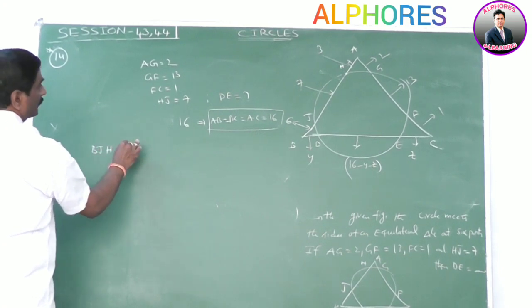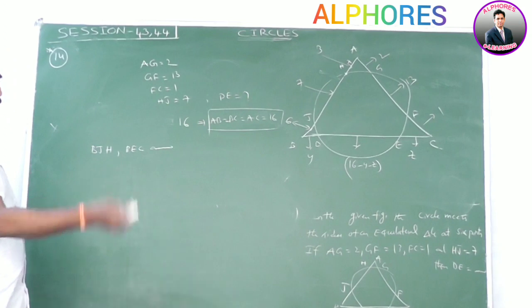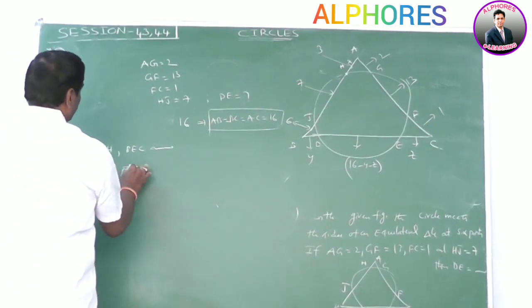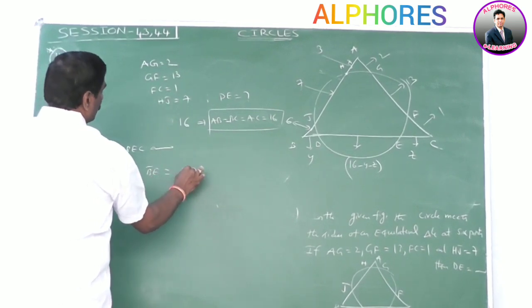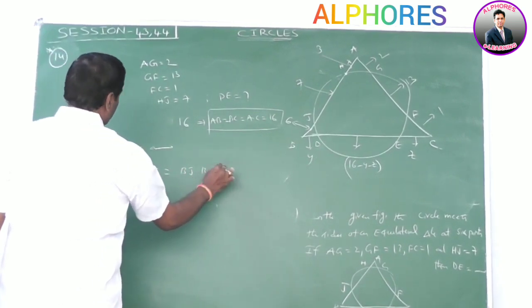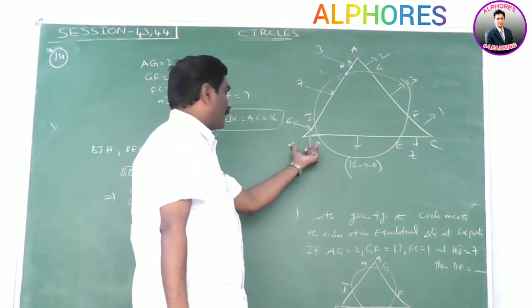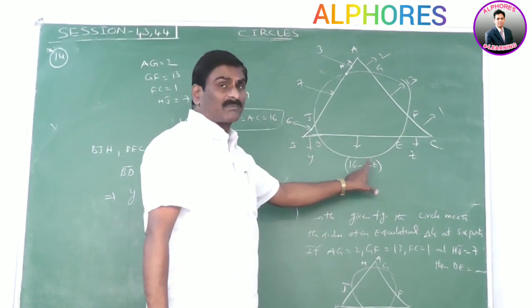BJH and BEC are secant lines. By using the property PA into PB is equal to PC into PD, BD into BE is equal to BJ into BH. BD is nothing but y. Let BD is equal to y and EC is equal to z. Then DE is equal to 16 minus y minus z.